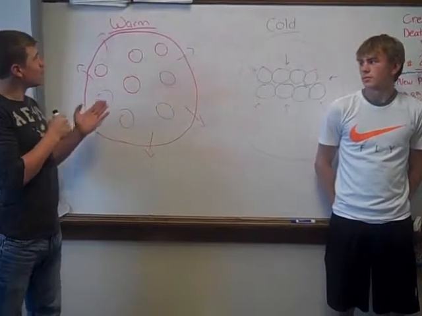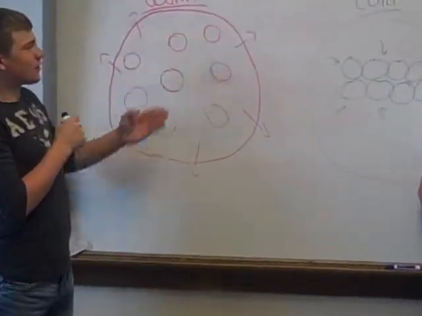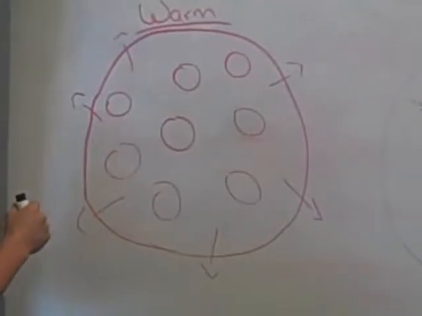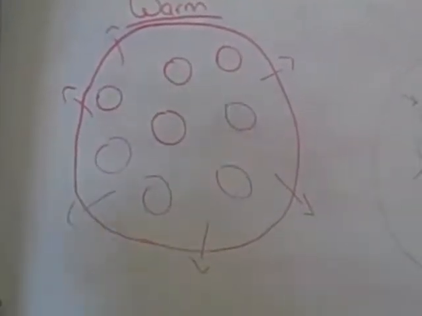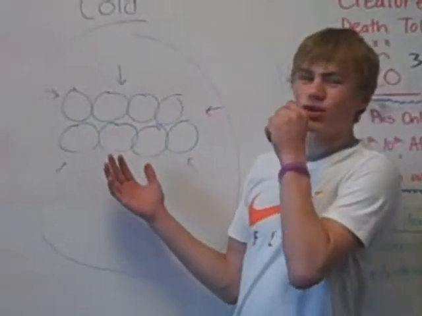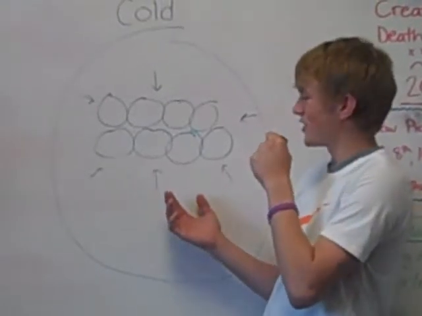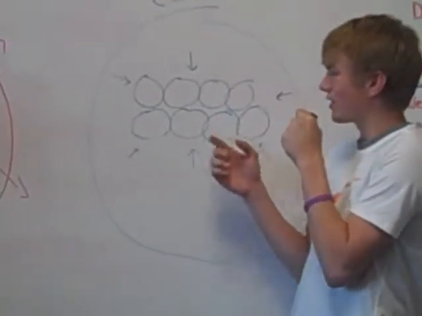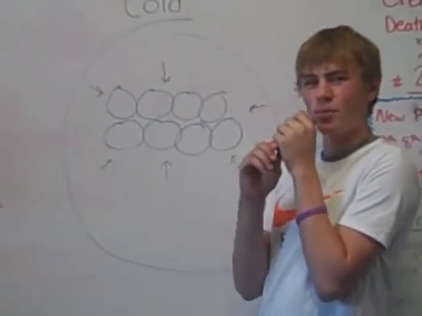Okay, here we have warm molecules, and when the molecules get heated up and they become warm, they spread out and they go everywhere. Here's cold molecules in this circle, and they're cold, so they come together so they can stay warmer.